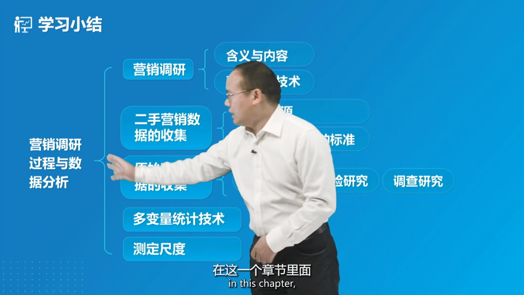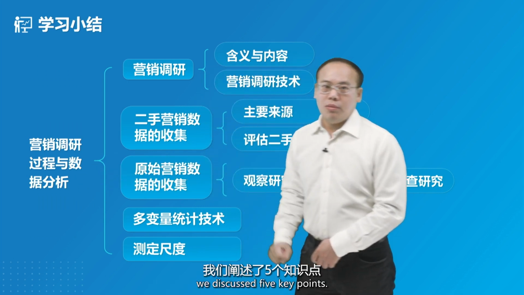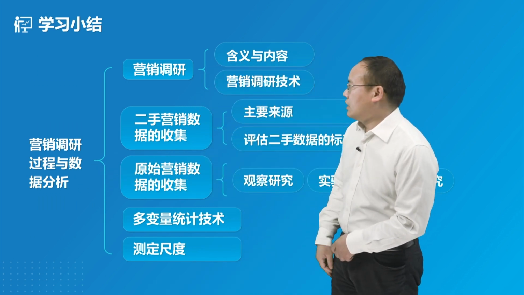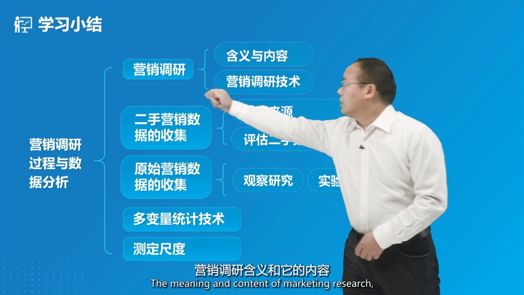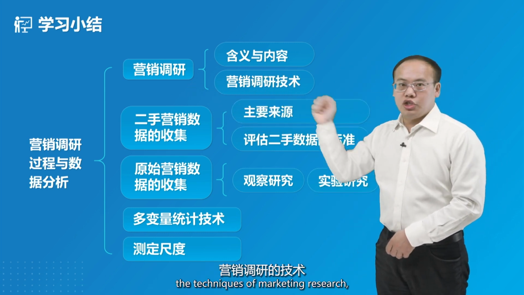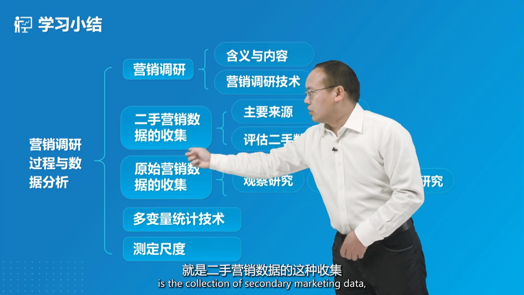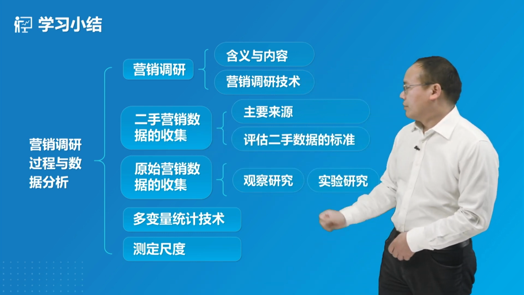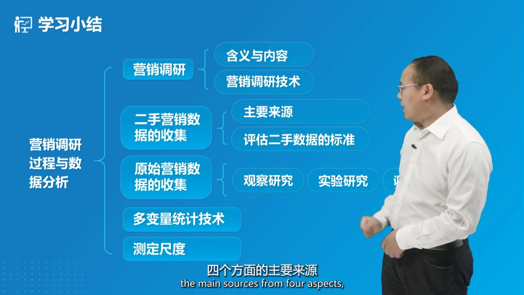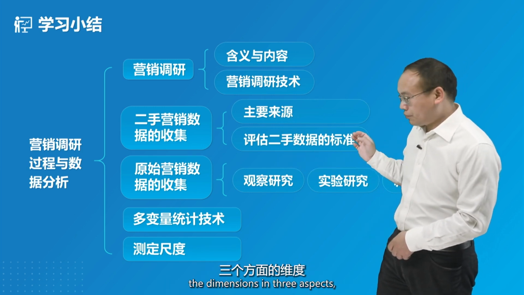So, let's briefly review. In this chapter, on marketing research process and data analysis, we discussed 5 key points. The meaning and content of marketing research. The techniques of marketing research. The second aspect is the collection of secondary marketing data. The main sources from 4 aspects. The standards for evaluating secondary data. The dimensions in 3 aspects.